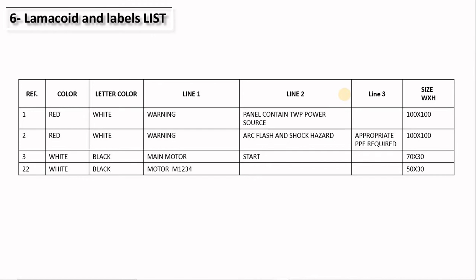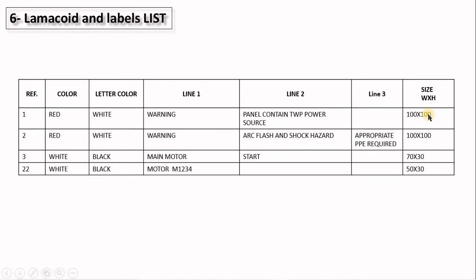Lamacold and label lists. Now you will have one specific drawing only for Lamacold and the label list, and you will specify, let's say, the warning, what kind of warning. The color of Lamacold is red, the letter is white, and line 1, line 2, line 3, and so on. And then you will give him the dimension.